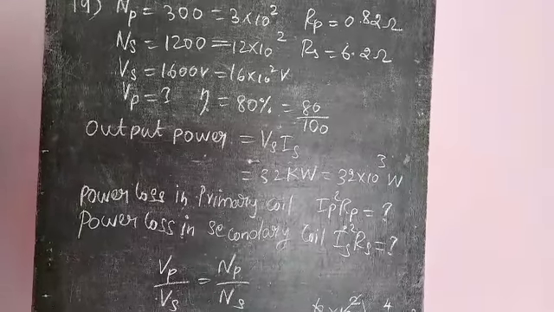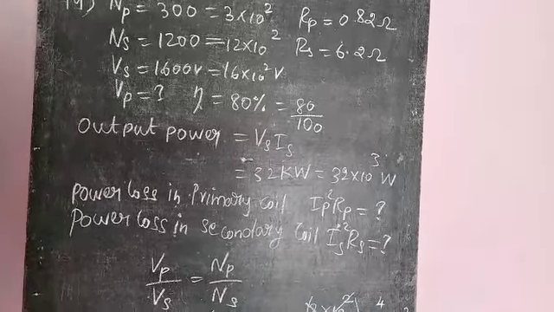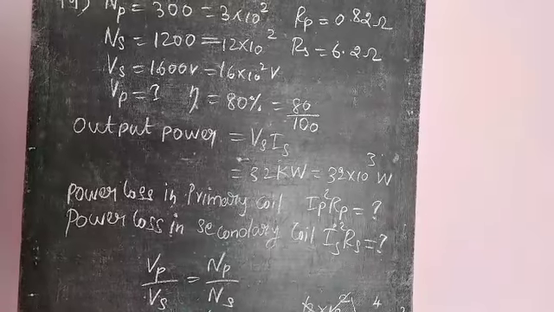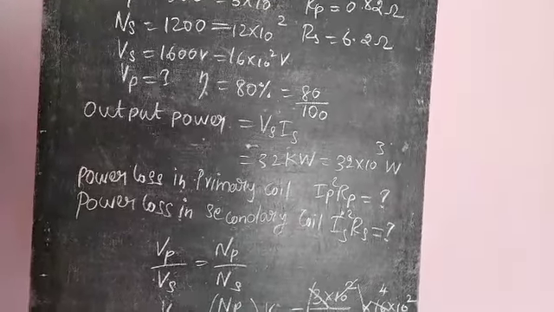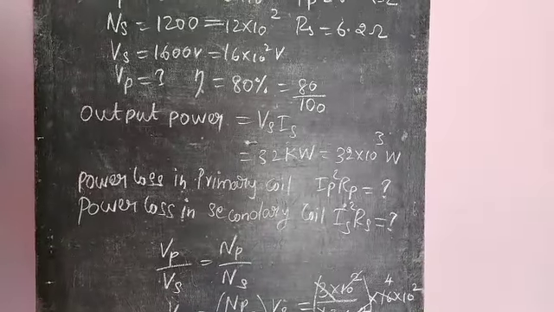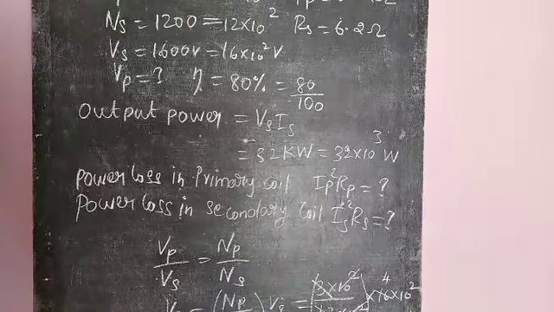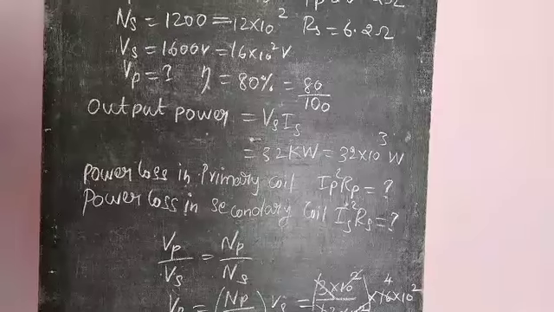Output power equal to Vs Is equal to 32 kilowatt. So 32 into 10 power 3, kilo means 10 power 3 watt. So calculate the power loss in primary coil, IP square Rp, and power loss in secondary coil, Is square Rs.